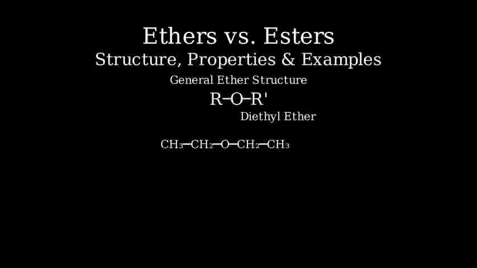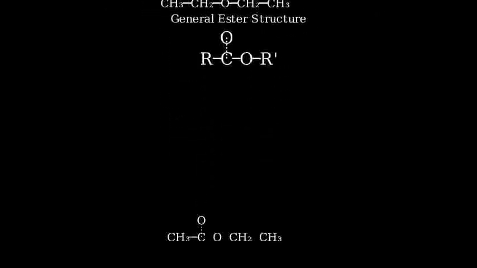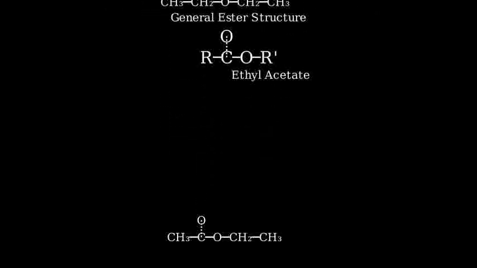Now, let's look at esters. An ester has the structure RC=O-OR'. Notice the key difference is the carbonyl group, that's the carbon double bonded to oxygen. A common example is ethyl acetate, where we have CH3C(=O)OCH2CH3.